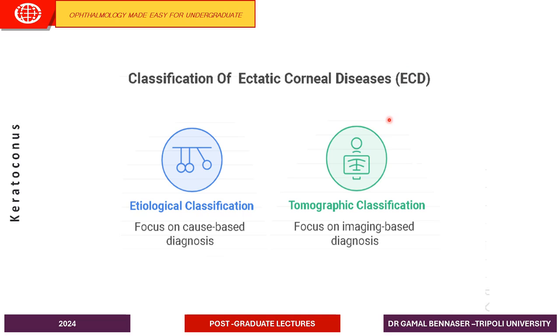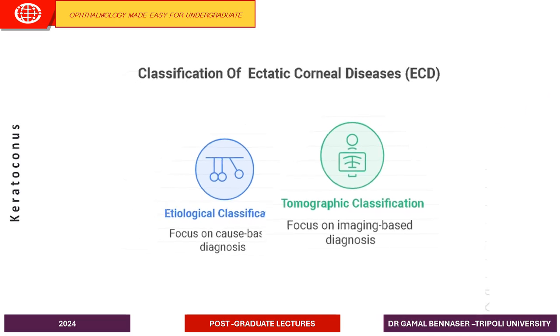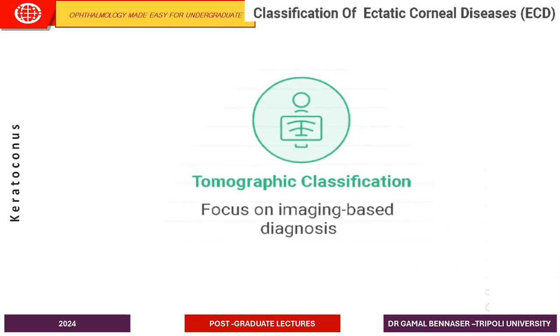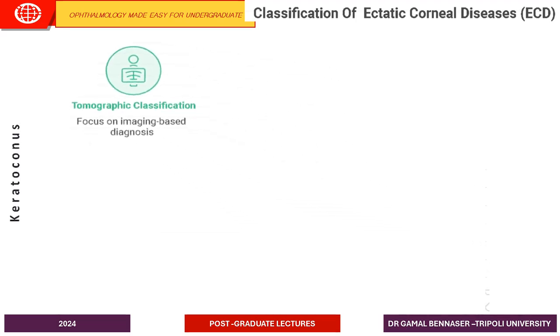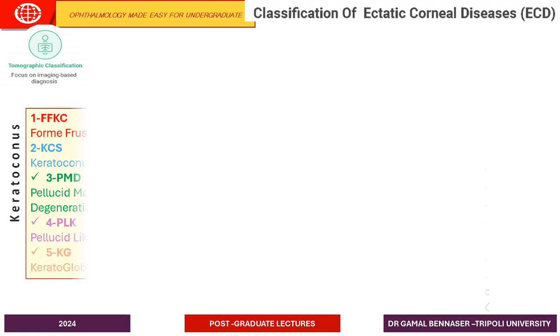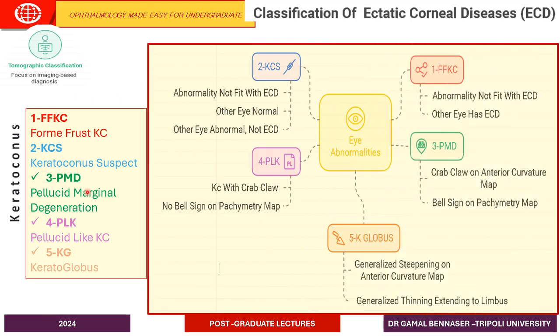Now, if we come back to the other level of classification, which is based on tomography, the tomographic classification classifies the ectatic eye disease based on the appearance on the tomography or topography. To understand the tomographic classification, we need to understand certain terminology: forme fruste keratoconus, keratoconus suspect, pellucid marginal degeneration, pellucid-like keratoconus, and keratoglobus.